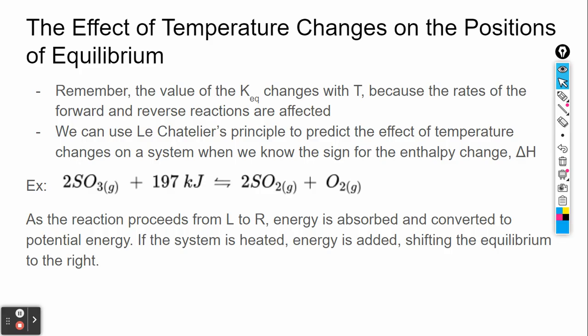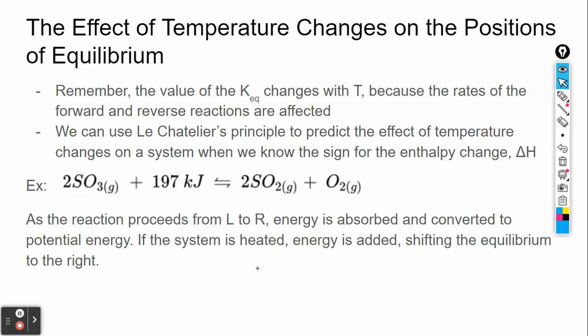Here I've got an example. I've got sulfur trioxide reacting to produce sulfur dioxide and oxygen gas. This is an endothermic reaction. It requires energy to happen. So I wrote this chemical equation with energy on the left-hand side of the arrow. As this reaction proceeds from left to right, energy is absorbed and converted to potential energy. If you heat that system up, then you're adding energy to it. You're increasing the amount of energy. So you're going to shift the equilibrium away from the added reactant.